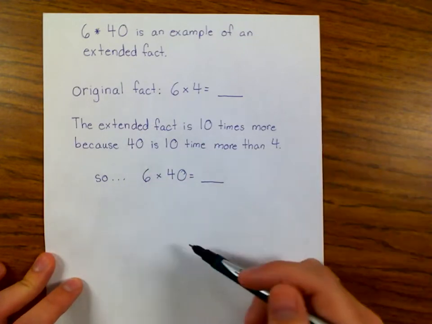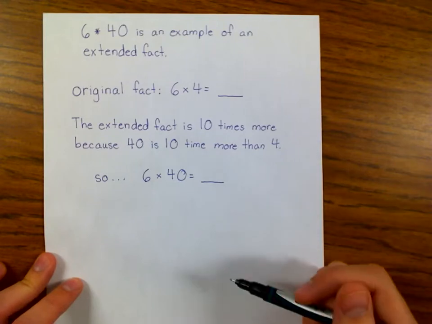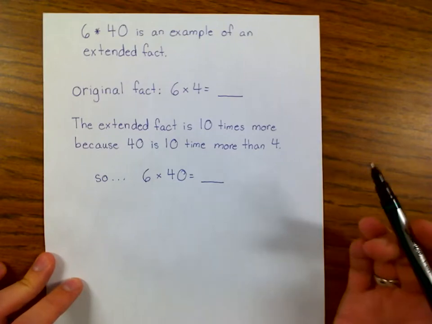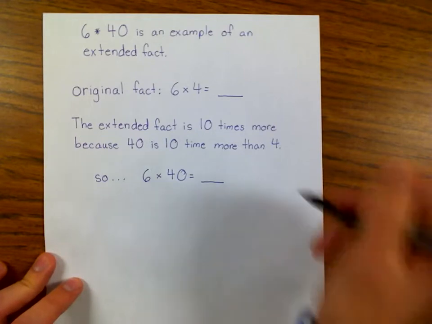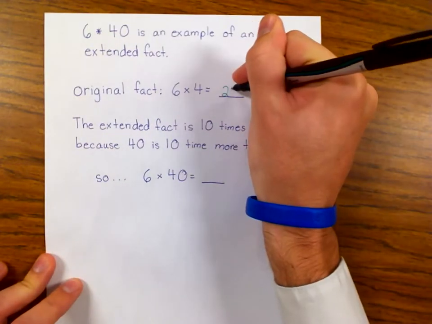Now, I expect by now all of you know what 6 times 4 is. So turn to your partner next to you and tell them what 6 times 4 is equal to. Great. You should have gotten 24.